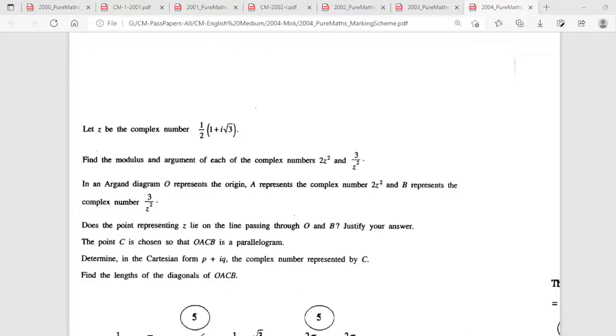Let's see Euler 2004 complex number sum. If you look at that sum, you are given: let c be the complex number half times 1 plus i root 3. Find the modulus and argument of each of the complex numbers 2c squared and 3 over c squared.